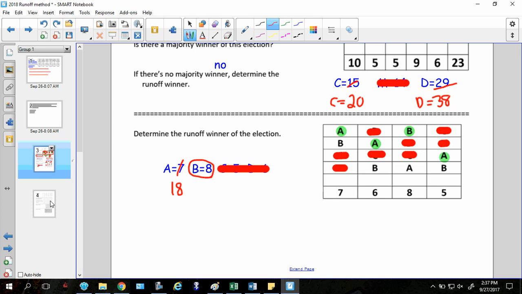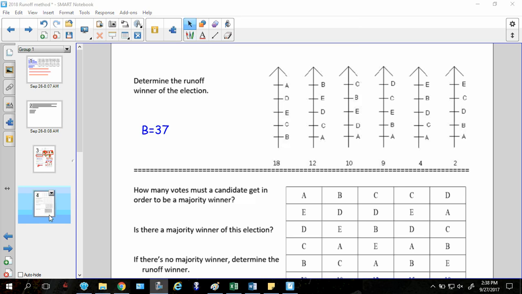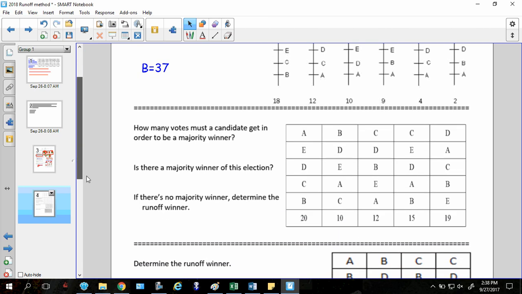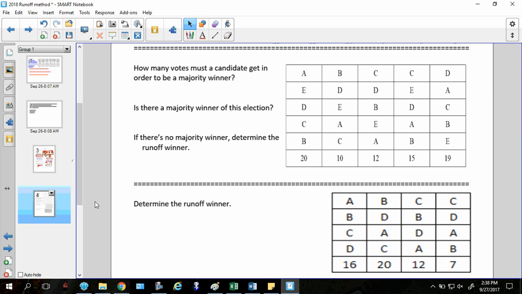All right. Now, this next one here, determine the runoff winner of the election. I'm not even going to work through it. I'm just going to go ahead and give you the answer. So pause the video right now so you can work through it. All right, B ends up winning with 37. Now for the next two here, go ahead and pause the video again because I'm about to give you the answers.